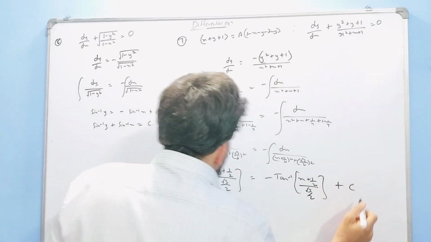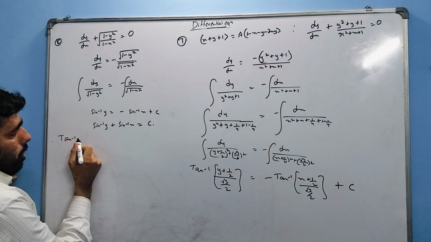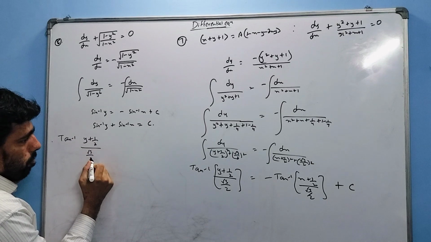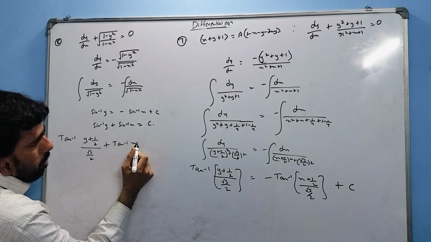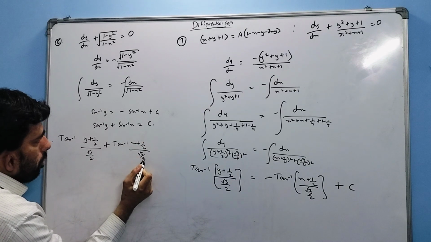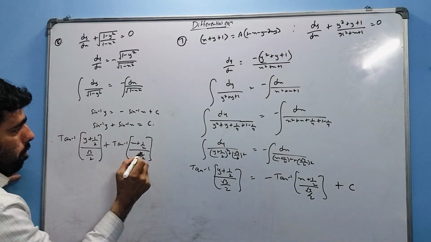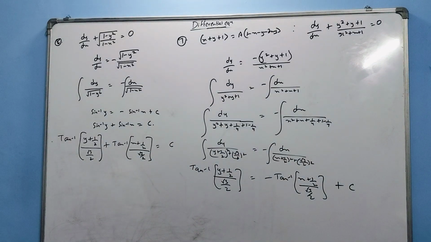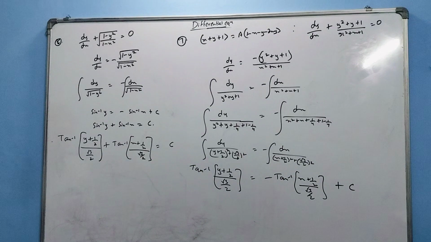Now what we can do is take this to one side: tan inverse plus tan inverse is equal to c. Now let us try to solve.